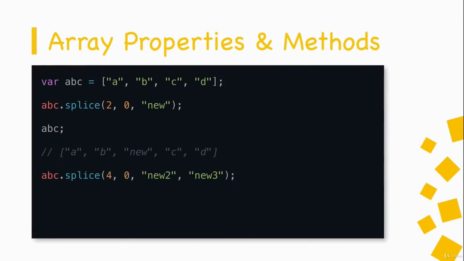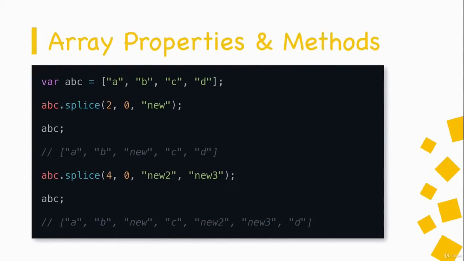Of course, you can add as many elements as you want from the starting index. So in this case, abc.splice(4, 0, "new 2", "new 3"), which means we're adding 2 new elements, new 2 and new 3, starting at index 4. So the resulting array looks like this. So now we have A, B, new, C, new 2, new 3, and then D.